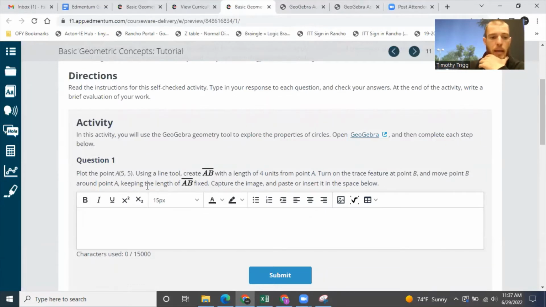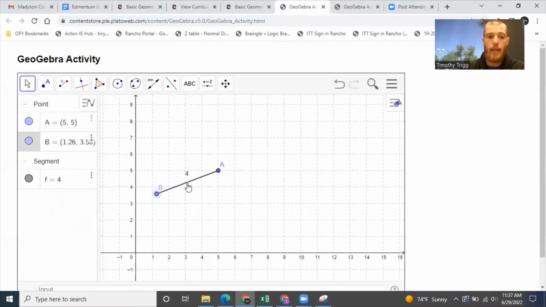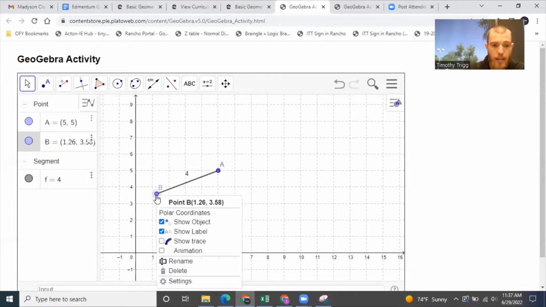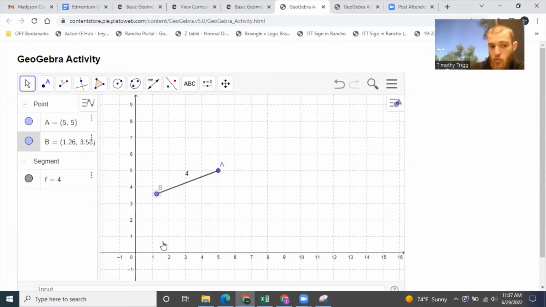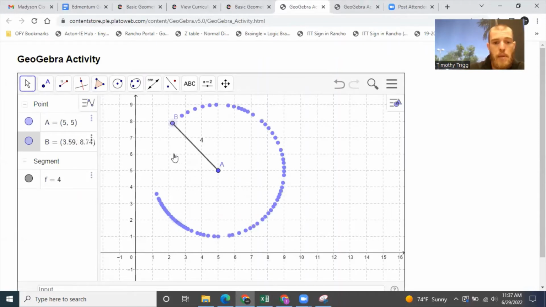Move B around point A, keeping the length of AB fixed. So the length is fixed, 4. Capture the image and paste or insert in space below. One thing it says is turn on the trace feature. So let's go ahead and right click on B. Then you want to go down to show trace. So show trace.